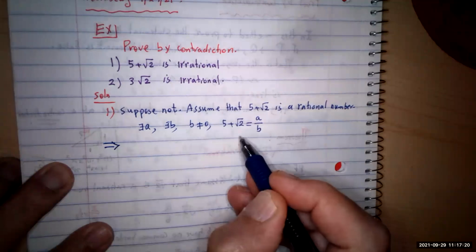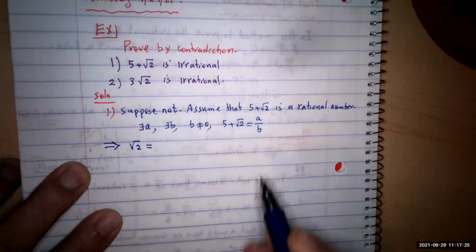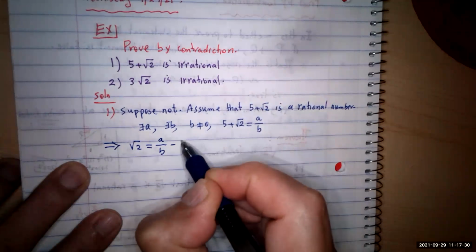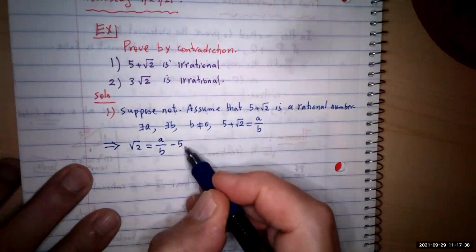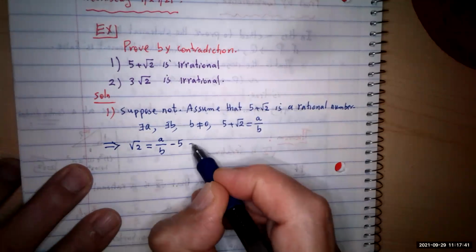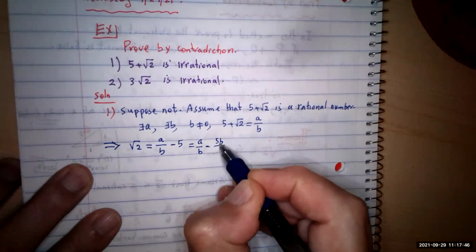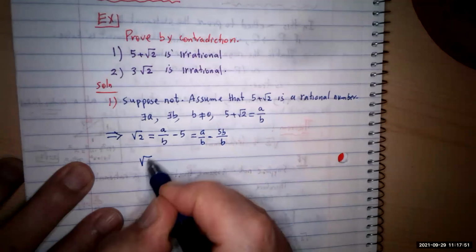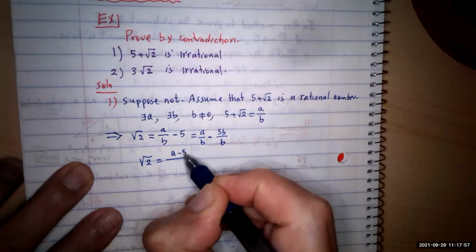So if you keep the radical 2 on one side and subtract the 5, that gives a over b minus 5. And we can find the common denominator if you like. So you write 5 as 5b over b. So this is going to be a over b, and this is going to be 5b over b. Okay, and this is the difference of two fractions. So the radical 2 is going to be equal to what? It is equal to a minus 5b over b.